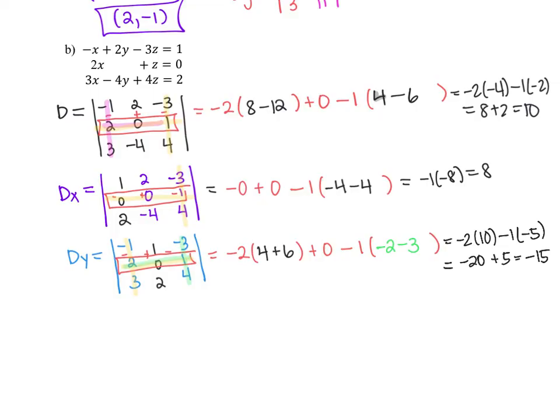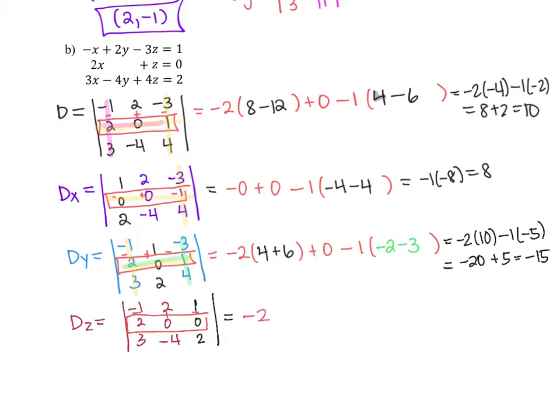Okay, now I have to do dz. So dz, same as the coefficient matrix, except the z column gets changed now. So for the z column, I'm going to change it to 1, 0, 2. Oh, that turned out nice. Okay, I'm going to go along the second row, and I can see that there's an extra 0 there, so I'm definitely going across that row. I already know the signs are negative, positive, negative.